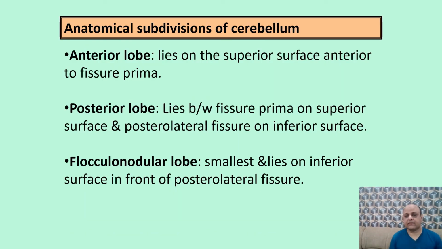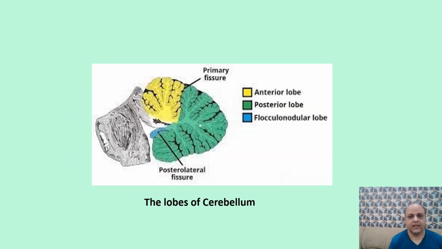Now, anatomical subdivisions of the cerebellum are different from morphological subdivisions of the cerebellum. The morphological are more functional in nature. We will see subsequently. Now here I want you to concentrate on the anterior lobe, which I have already mentioned lies anterior to the fissura prima. The posterior lobe lies between fissura prima and the posterolateral fissure on the inferior surface, while the flocculonodular lobe is the smallest one. So here again in the median section we can appreciate fissura prima on the superior surface.